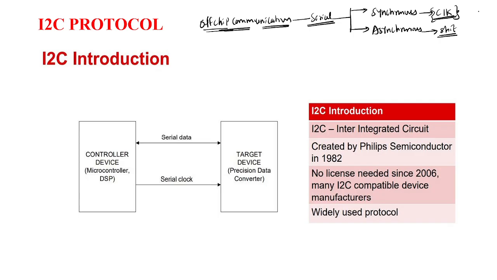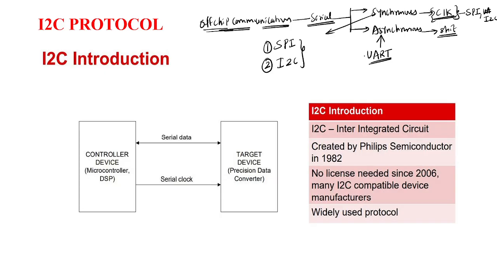The parity bit is optional. In synchronous communication, we will study SPI, serial peripheral interface, and I2C, inter-IC communication. These two are synchronous communication. Asynchronous communication is basically UART. What is UART? UART is universal asynchronous receiver and transmitter.